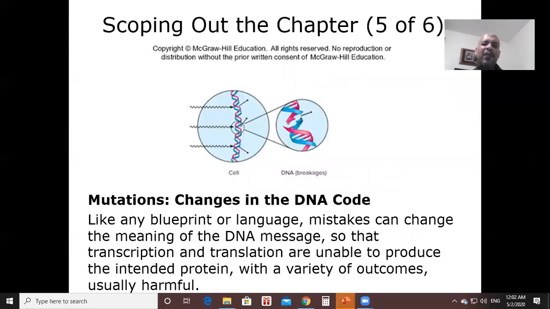Then we're going to talk about mutations. So mutations are changes in the genetic code. So like any blueprint or language, mistakes can change the meaning of the DNA message so that transcription and translation are unable to produce the intended protein. Has a variety of outcomes. Usually they're harmful. Sometimes mutations can be beneficial.